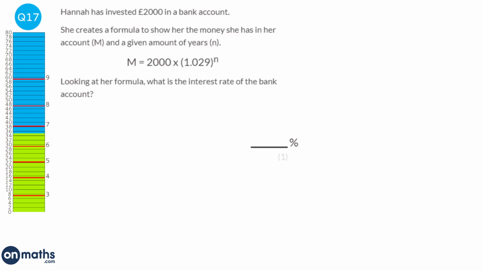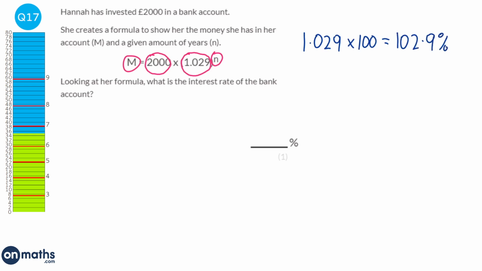So the way this formula works is we have M, which is the final amount. The 2000 here is our initial amount. The decimal in here is our multiplier, and the power here is the amount of years. So the way multipliers work is they are the percentage divided by 100. So if we go the other way and times it by 100 to make it back into a percentage, it will be 102.9%. Now it says, what is the interest rate of the bank?